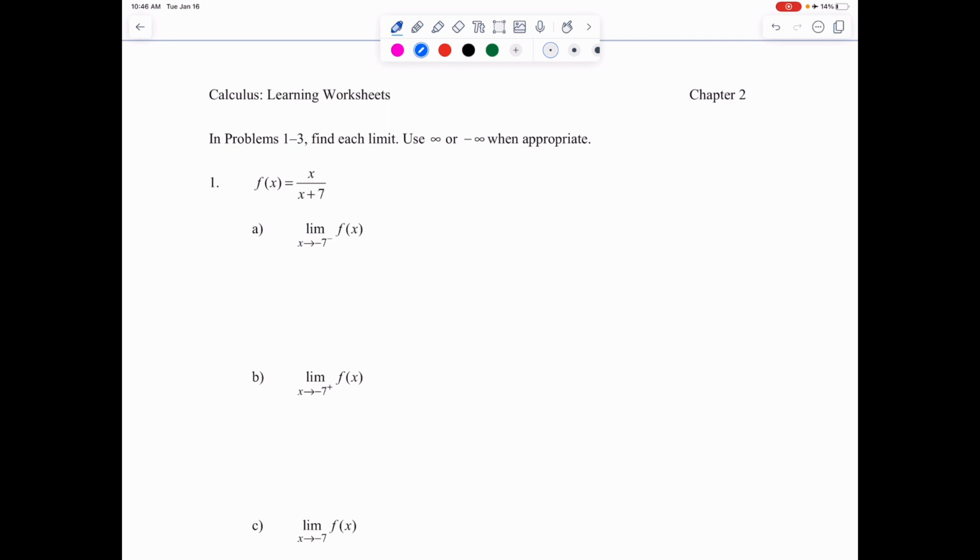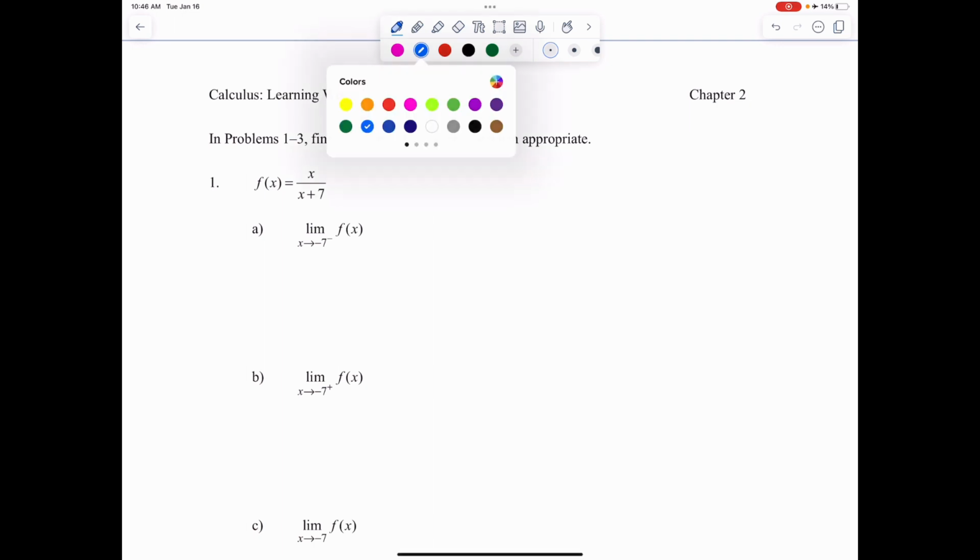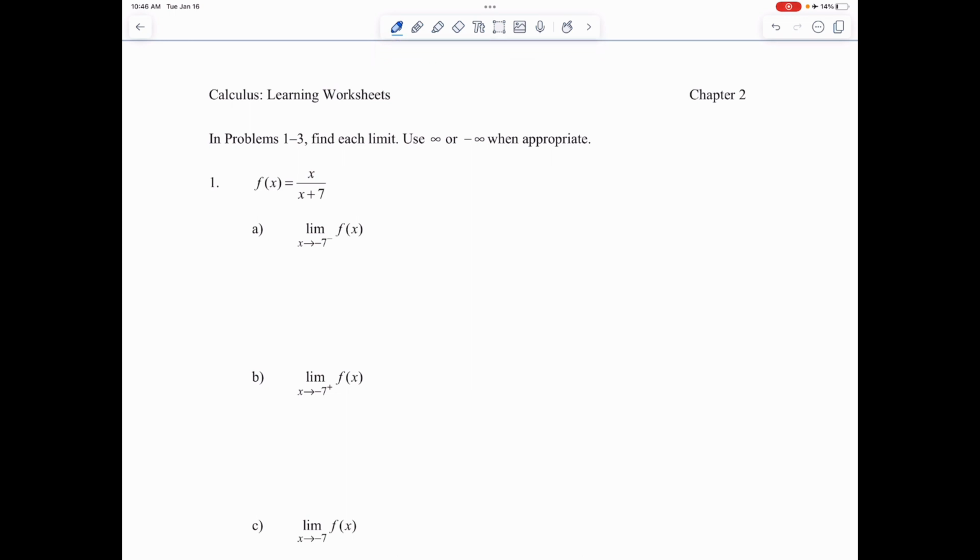So first we're going to find the limit of f of x as x goes to -7 from the left. So we're going to look at what happens if the value is substituted into our function. If we're plugging in, then we're going to get on the bottom, if we do the dumb thing, -7 plus 7, which is going to give us a 0 on the bottom.